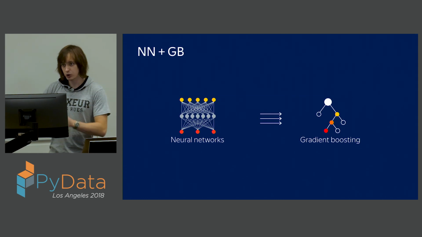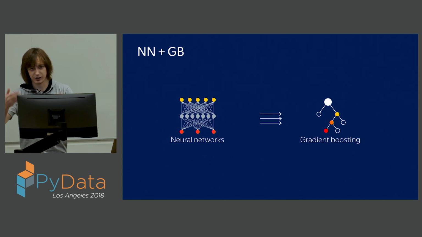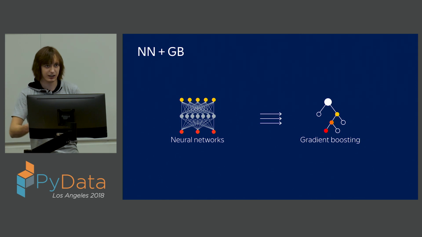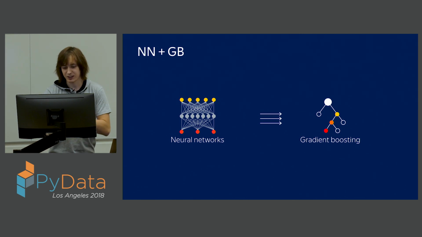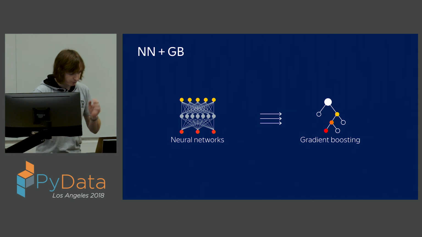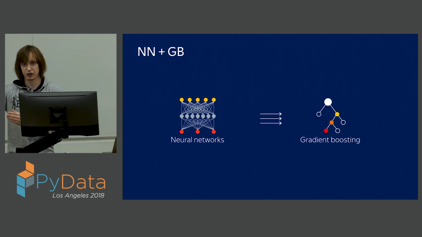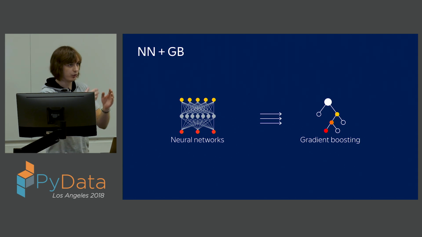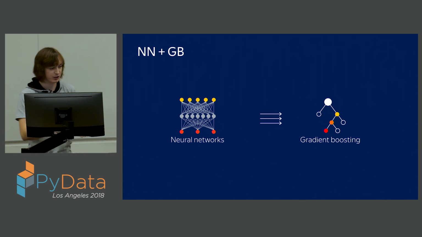For example, you should not think that neural networks and gradient boosting are competitors. These techniques are not competitors at all. They could be efficiently combined together. Gradient boosting works with structured data. Neural networks will work with unstructured data like images.